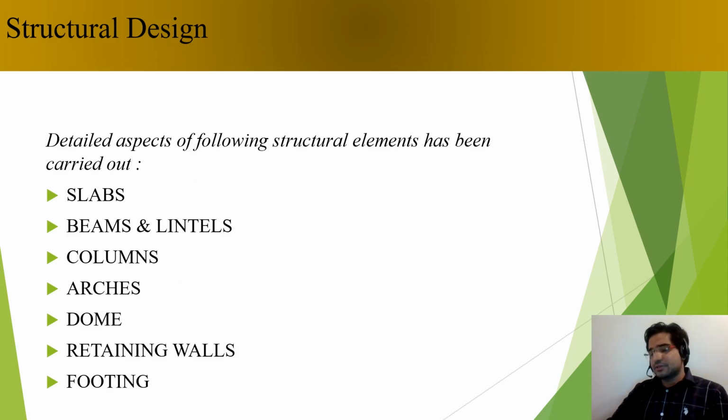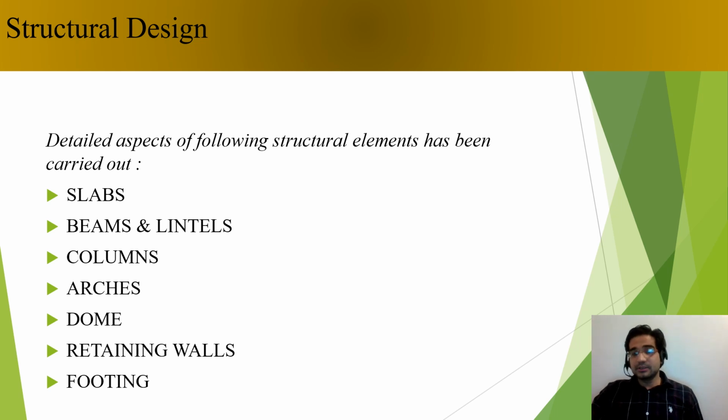Most important part, structural design. Maybe some civil engineers might be interested in getting to know how we have designed this building. So of course, the main structural components are slabs, lintels, beams, columns, arches, and dome, retaining walls, footings. These are the most important things that I want to discuss with you, but we are not going into more depth of how the actual design was carried out. I will try to explain the overview only.